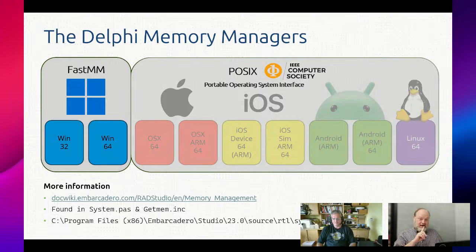But I didn't know this until I started digging into FastMM 4. Apparently, the full version that you can get from GitHub has support for macOS x86. So if you are targeting macOS x86, you can use the full version of FastMM on there as well.